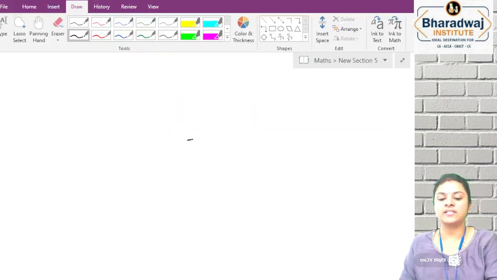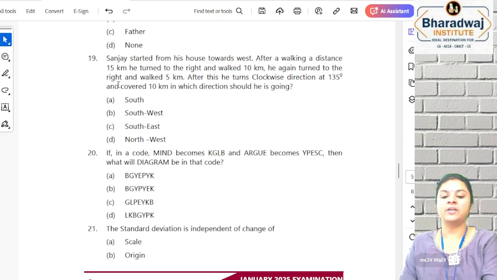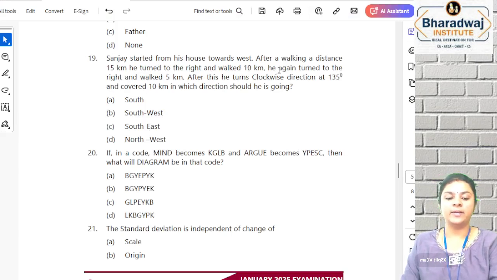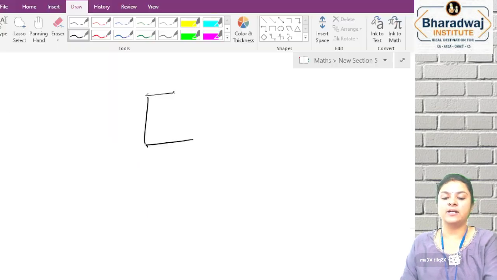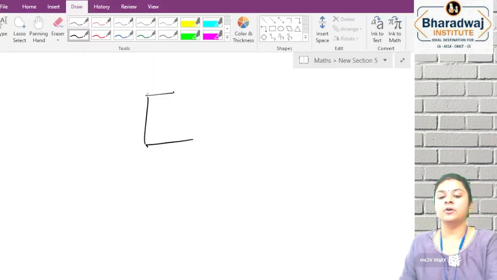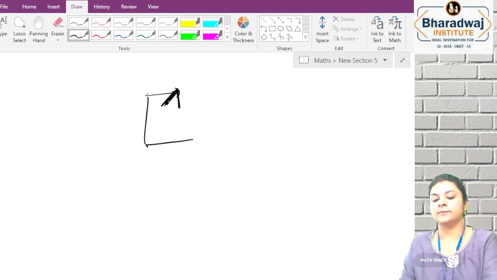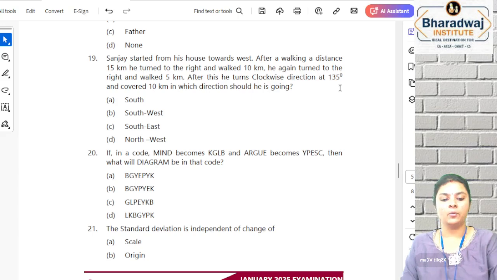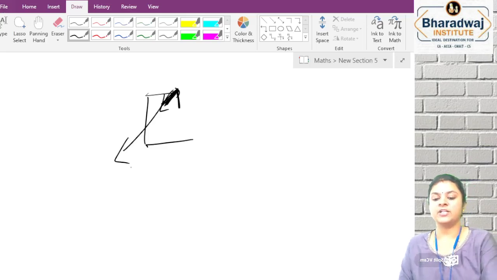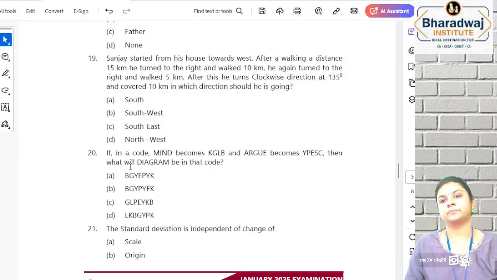Started from his house towards west. Covered and then after walking a distance he turned right. So from here right. Okay. And walked 10 kilometers. Again turned to the right and walked 5 kilometers. Now he turned clockwise direction at 135 degrees. Now he is here. Clockwise direction 135 degrees. 90 degrees is right. Another 45 degrees. So he has turned here and walks 10 kilometers. So in which direction is he going? Southwest. Okay.